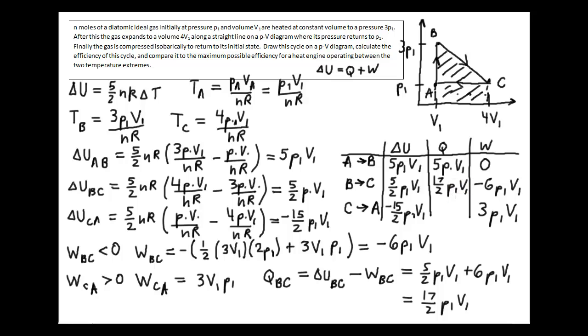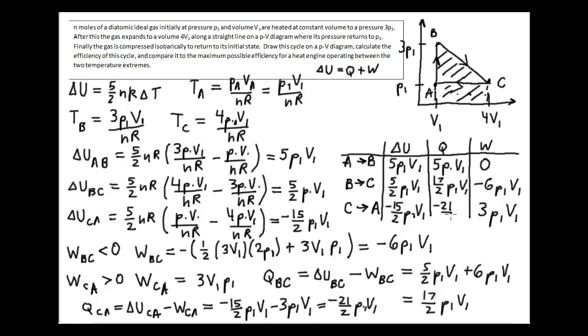And finally, what's left is just to find the heat that's absorbed in C to A. Notice that in BC, heat comes in. The gas is absorbing heat at the same time that it's expanding to do work. So finally, QCA is delta U CA minus W CA. Here we're subtracting a positive number, so delta U is negative 15 halves P1V1 minus 3P1V1, and so 3 is 6 halves. 6 plus 15 is 21, so negative 21 halves P1V1. Alright, we filled out the entire chart.